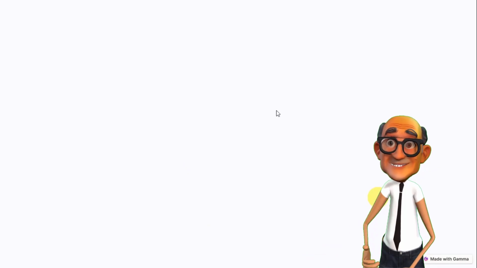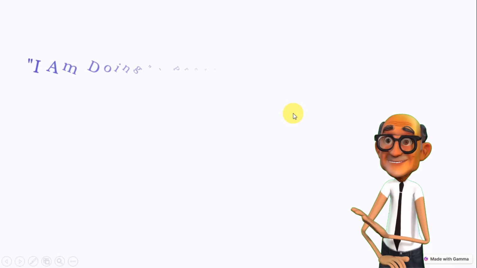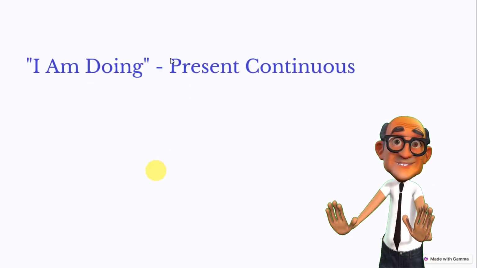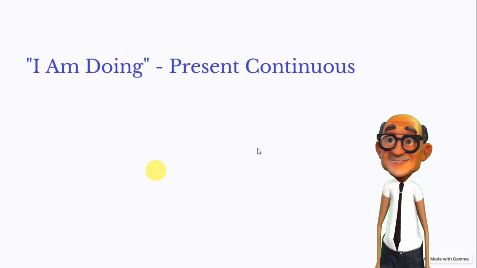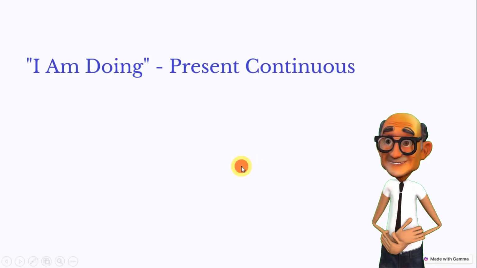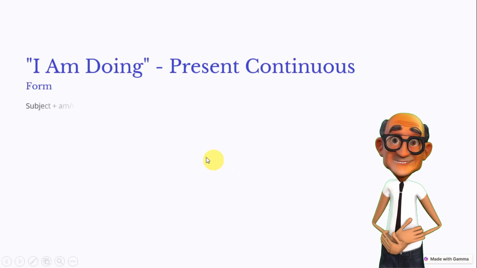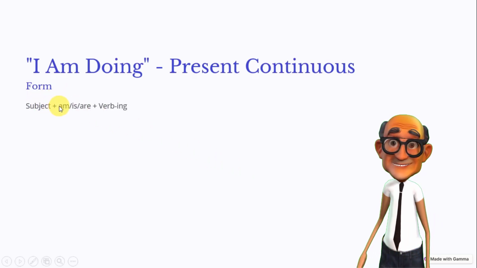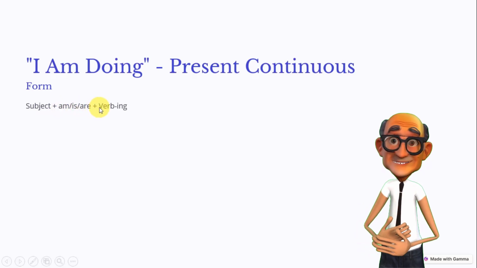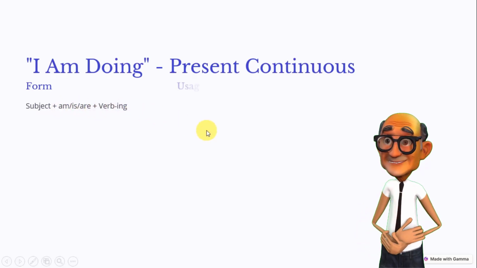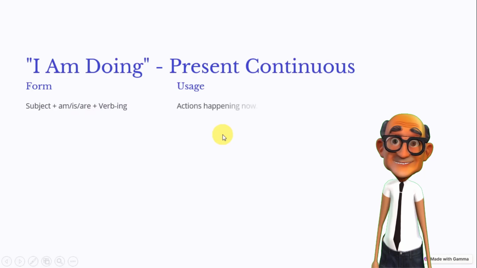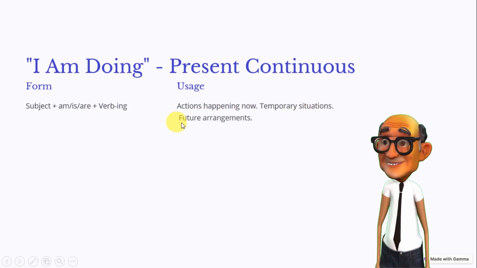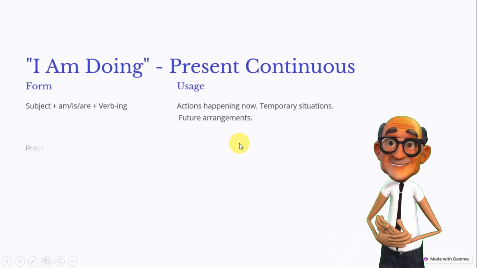Okay, now that you've got the objective, let's continue. I am doing, present continuous. Righto, what's it all about? Let's have a look. The form is subject plus am, is or are plus verb-ing, right? The usage: actions happening now, temporary situations, future arrangements.